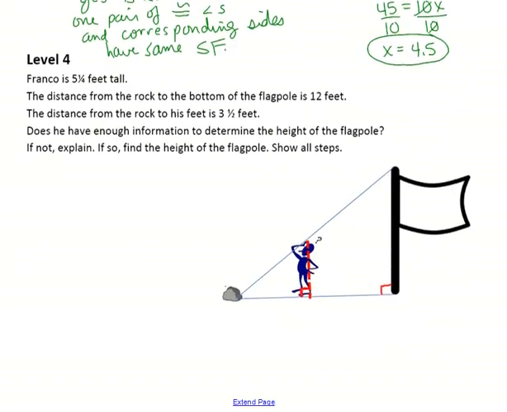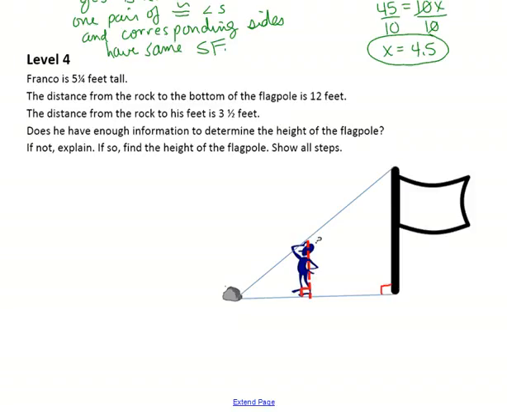Level 4. Franco is 5 1/4 feet tall. The distance from the rock to the bottom of the flagpole is 12 feet. The distance from the rock to his feet is 3.5 feet. Does he have enough information to determine the height of the flagpole? If not, explain. If so, find the height of the flagpole and show all of your steps.